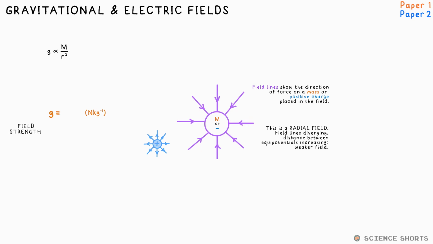For a radial field, gravitational field strength is proportional to the mass creating the field and inversely proportional to the distance from its center squared. The constant we need to turn it into an equation we call the universal gravitational constant, big G. This is 6.67 times 10 to the -11. We give electric field strength the symbol capital E. Don't get it confused with energy.